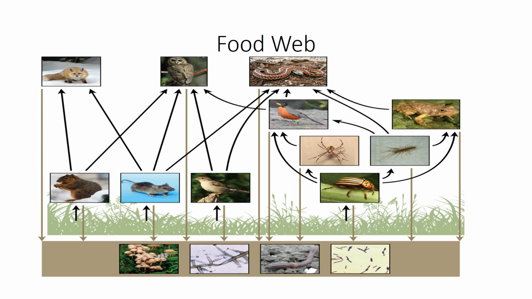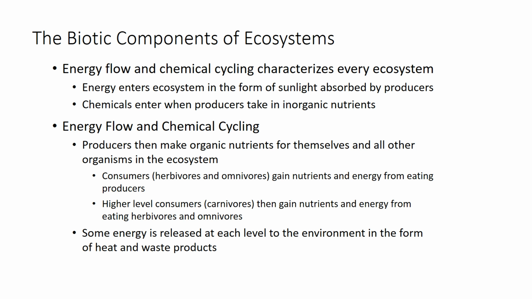Okay. But the energy flow begins when producers take in like solar energy from the sun, and then the chemical cycling is going to happen when producers are going to take in these inorganic nutrients from the environment around them. And basically, producers provide the basis for all energy in our food web. Now, energy is going to enter the ecosystem really in the form of sunlight most of the time, and then chemicals will enter when producers will take in these inorganic nutrients.